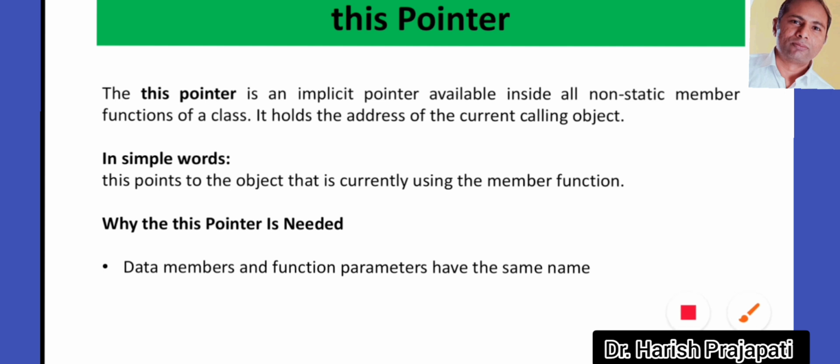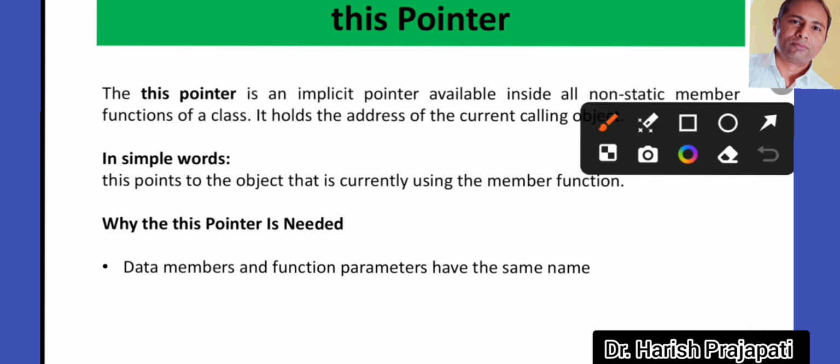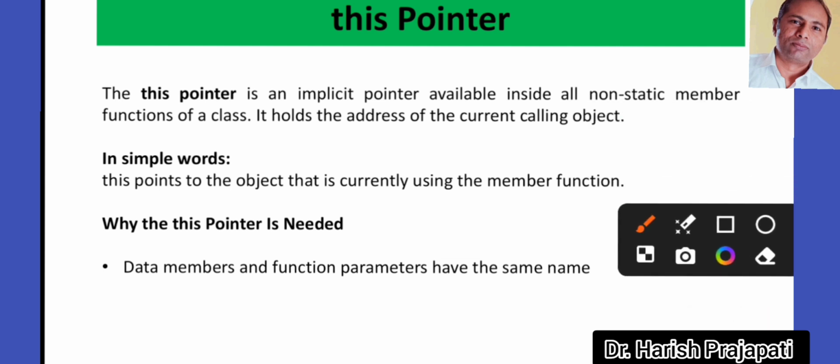Then what is the meaning of the this pointer? The this pointer is an implicit pointer available inside all non-static member functions. So it is available for non-static member functions. It holds the address of the current calling object, meaning it has the address of the current calling object.